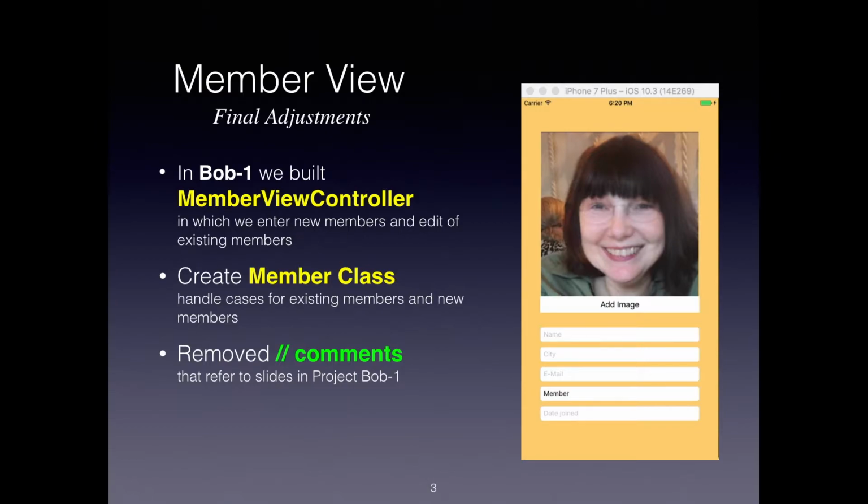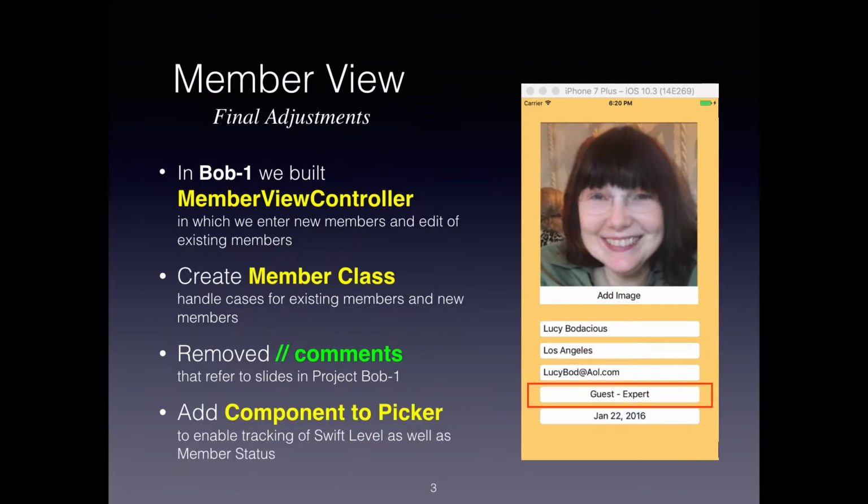Notice that in the Bob1 view, under Member, there's just one entry here, Status. So one of the things we will do is add another cylinder to that. I should explain what that means. We have a property of the member called status. Is he a visitor? Is he a member? Is he a presenter? We also want to include his experience level with Swift. So is he an expert? Is he a beginner? He or she.